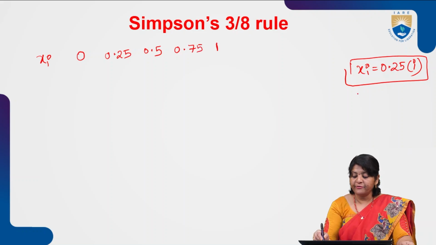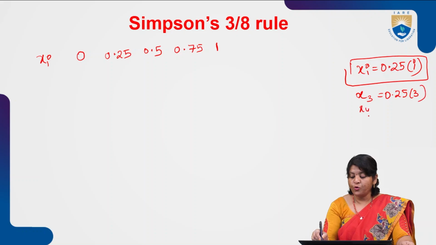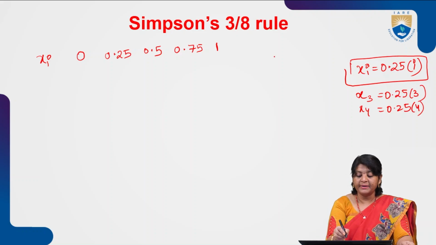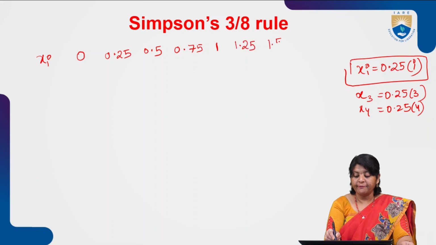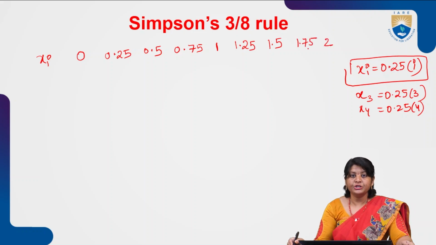That means each and every time, x3 means 0.25 into 3, which is 0.75. x4 means 0.25 into 4, which is 1. Similarly, you will find out the remaining terms also. When x5, this is 1.25, and next 1.5, and next 1.75, and next 2. So our interval 0 to 2 is done. The total number of subintervals is 8 and the total number of terms is 9.